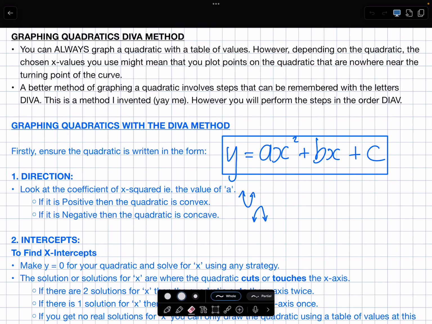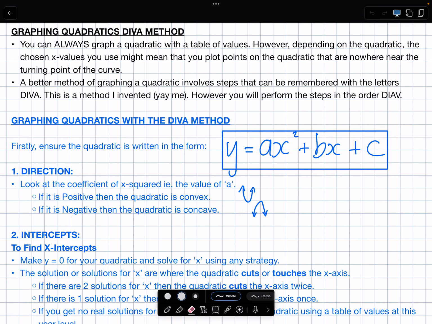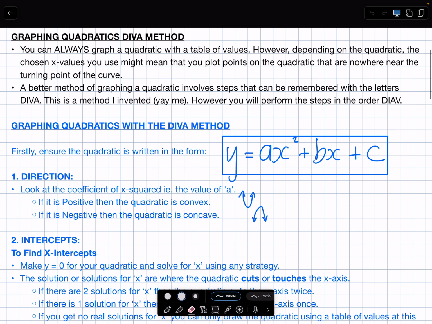So the idea of you guys doing the table of values, some people were noticing that there were a couple of weaknesses about that method, right? Because if you weren't told the values of x to use, a quadratic might look like this, right? But if you chose the wrong x's, you might plot these points here. If you've graphed a quadratic that looks almost like a straight line, it's not really going to look quadratic, okay?